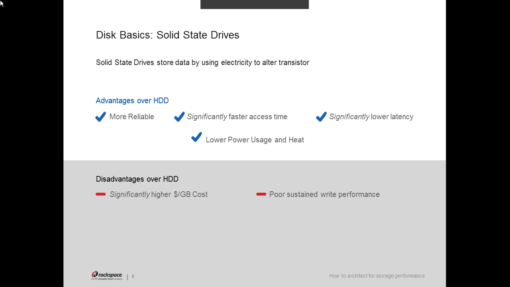Next, you have your solid state drive, or SSD. Now, SSDs use electrical signals to alter transistors that actually store the data on the disk. SSDs do have a reputation of being extremely fast, and generally speaking, they are a lot faster than your mechanical disks. They're also more reliable because they generate less heat and use less power. But on the flip side, they can be very expensive.